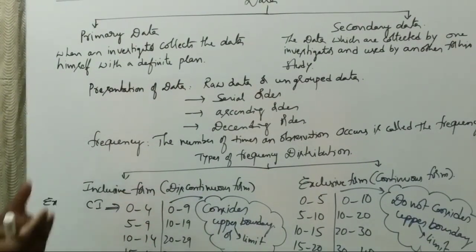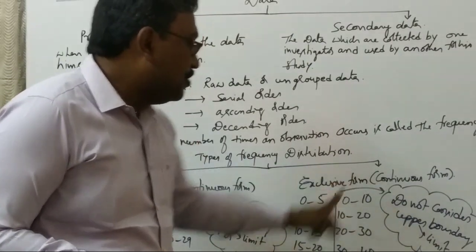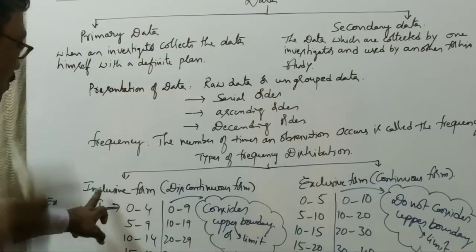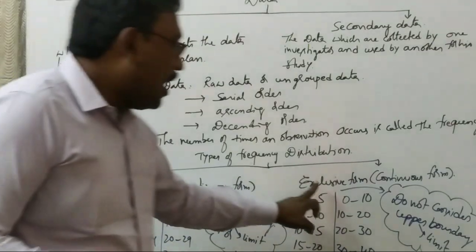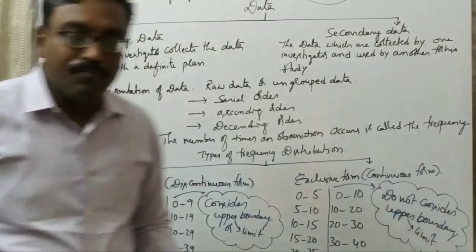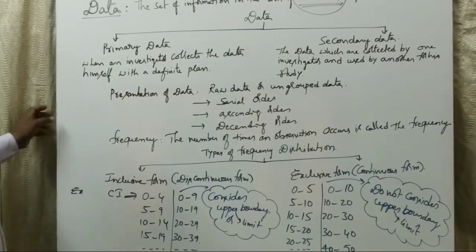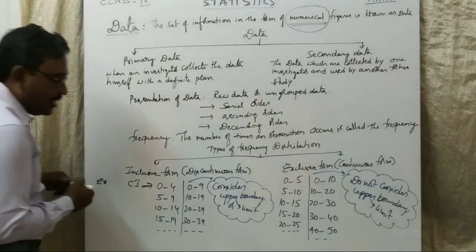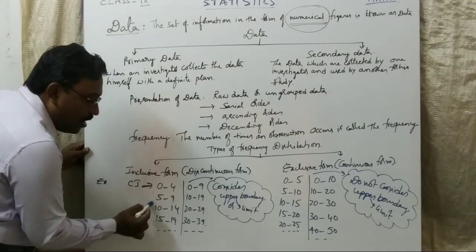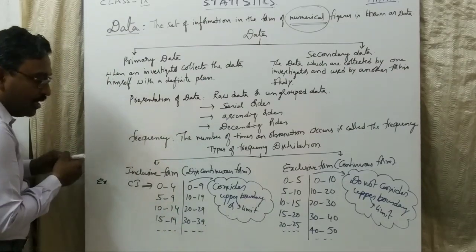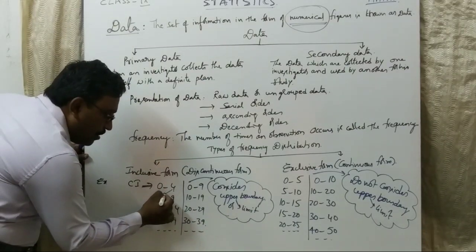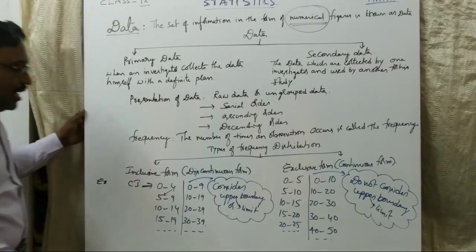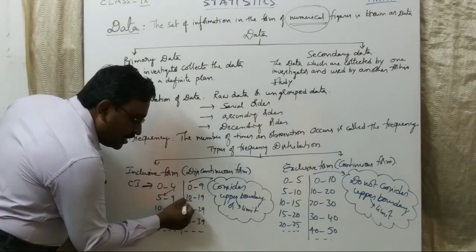The frequency distribution can be divided into two types. One is inclusive form and the other one is exclusive form. What is meant by inclusive form? That is discontinuous form. Suppose classes are taken like 0 to 4, 5 to 9, 10 to 14. See, there is no continuation between the classes. Like 0 to 9, the next class starts at 10.